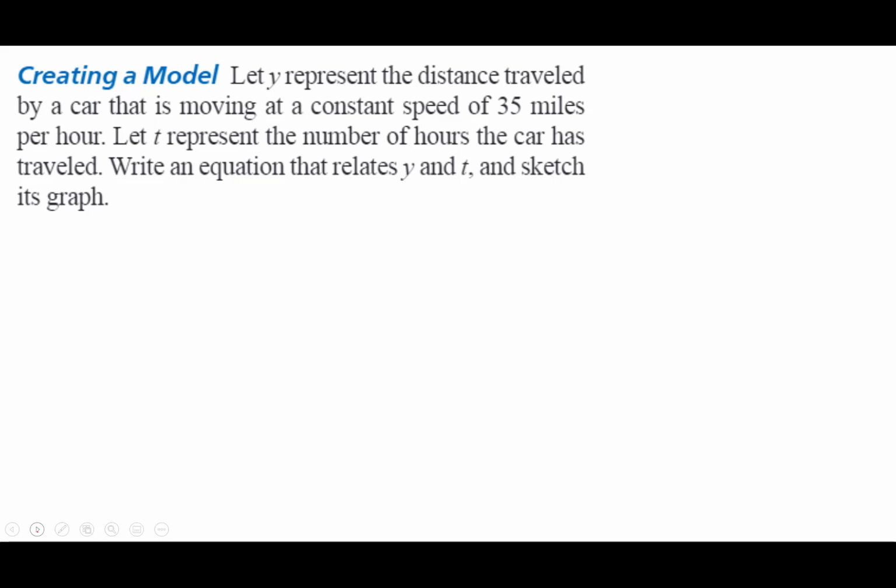Let y represent the distance traveled by a car that is moving at a constant speed of 35 miles per hour. Let t represent the number of hours the car has traveled. Write an equation that relates y and t. Y is the total distance, and we know it's going 35 miles per hour, so y = 35 times t, because t is the number of hours.